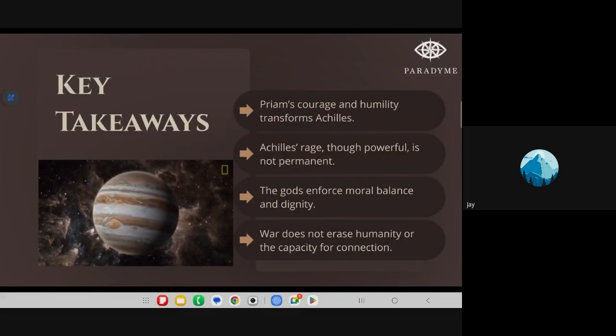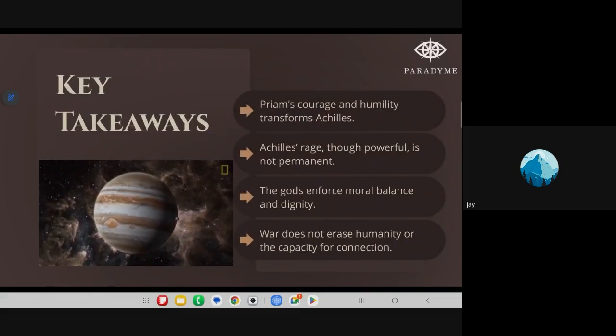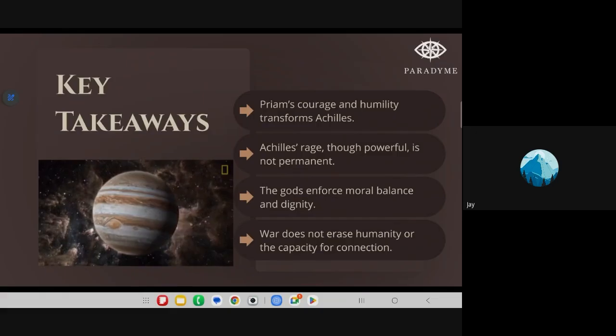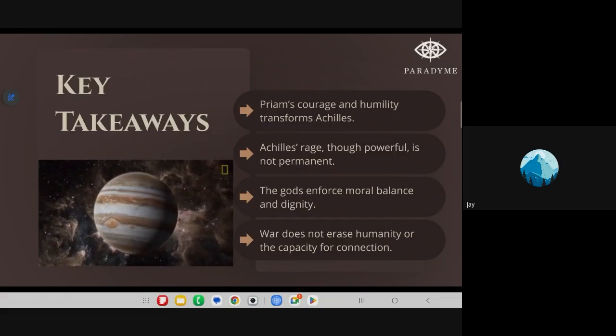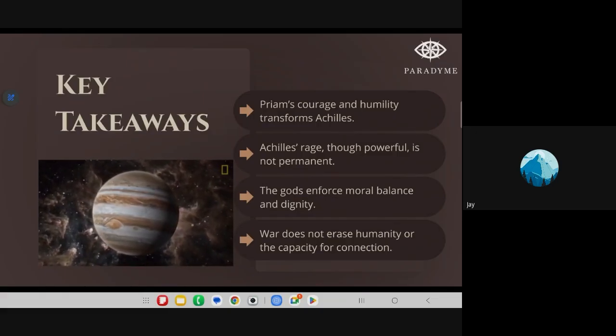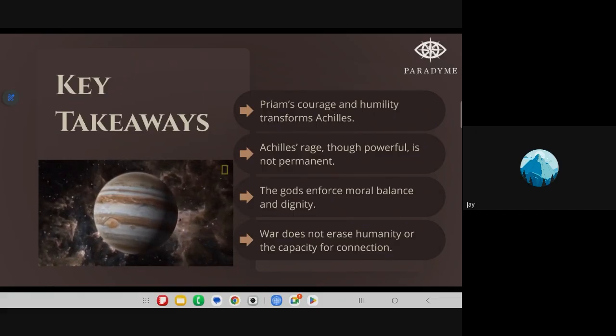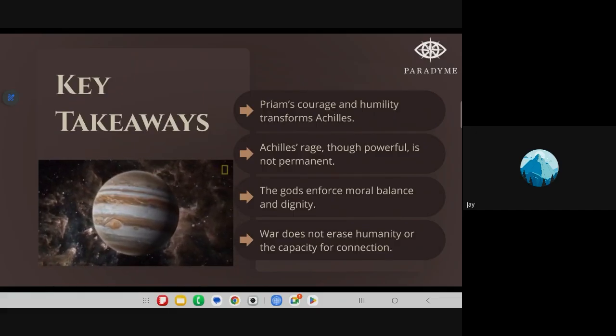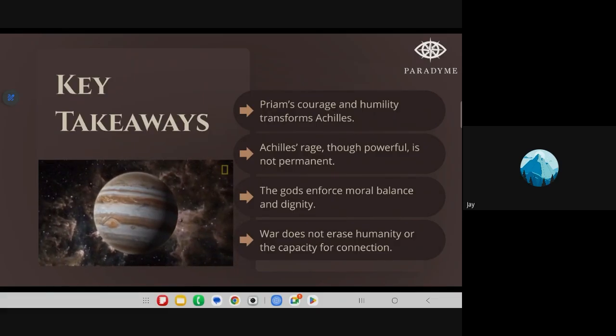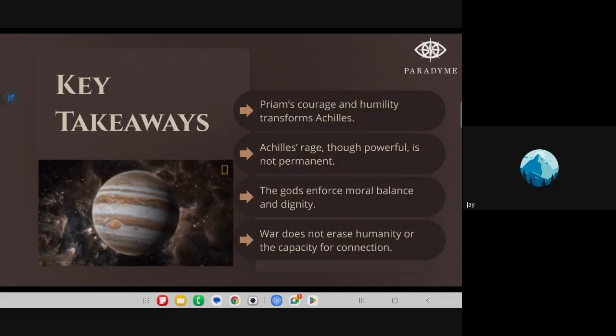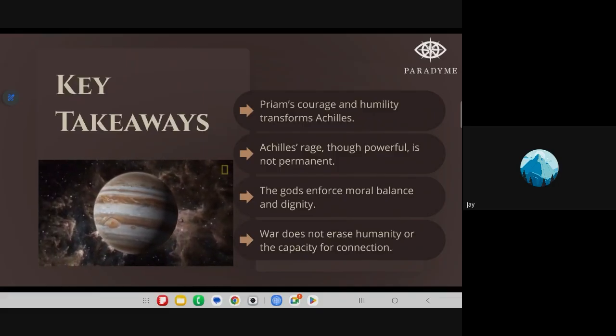Key takeaways. Priam's courage and humility transforms Achilles. Achilles' rage, though powerful, is not permanent. The gods enforce moral balance and dignity. War does not erase humanity or the capacity for connection. That's Jupiter, aka Zeus.